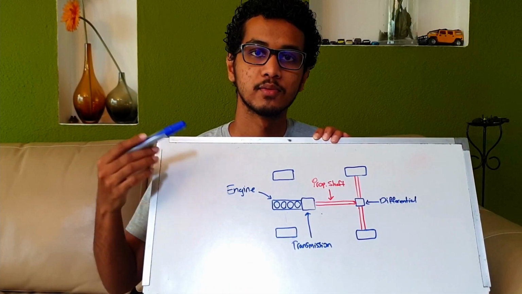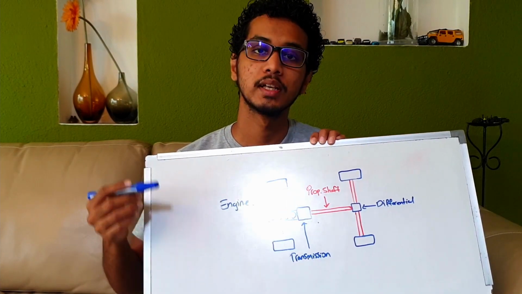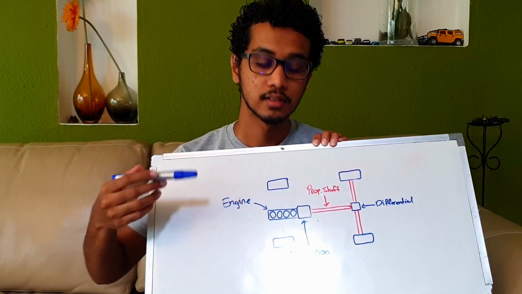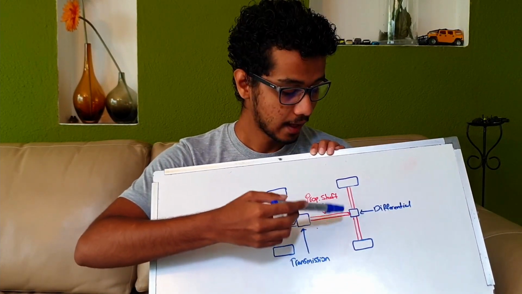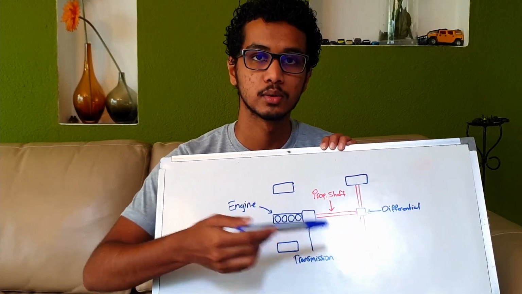A rear wheel drive is when the engine transmits torque to the rear wheels of the vehicle. And usually in a rear wheel drive vehicle, the engine is placed longitudinally. So the engine transmits torque and it goes through the transmission and then through the propeller shaft and then to the rear differential and then through the two drive shafts it goes to the wheels.